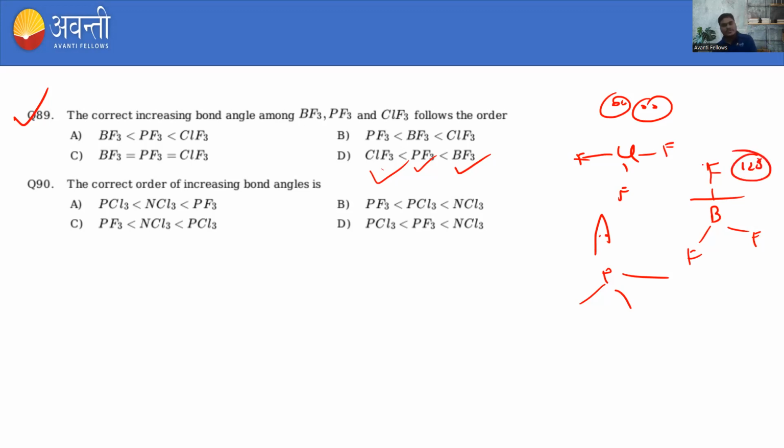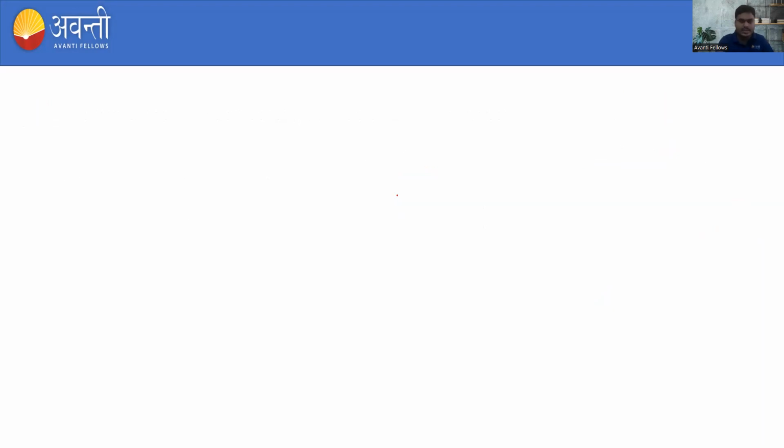Now, the correct order of the increasing bond angle is. In this question also they are asking the correct order for increasing bond angle. So the same concept is used. PF3, PCl3 and PBr3. Here the central atom is the same, but due to the electronegativity difference, this variation will arise.